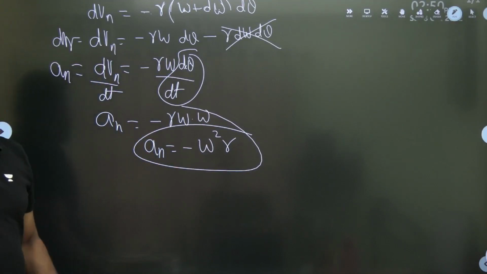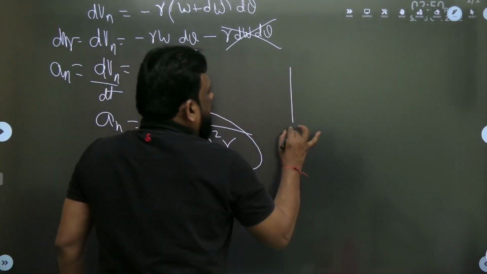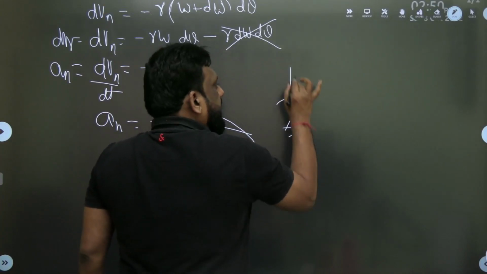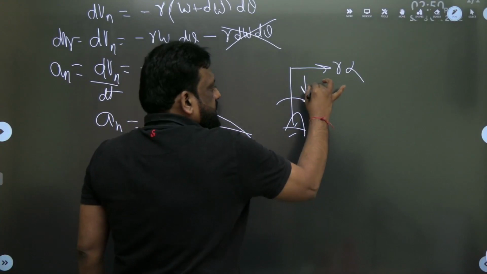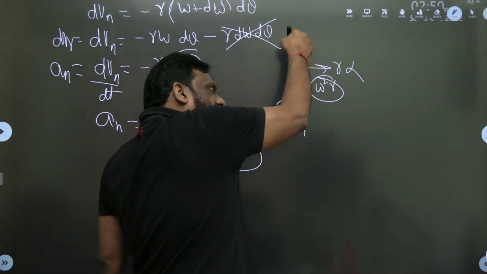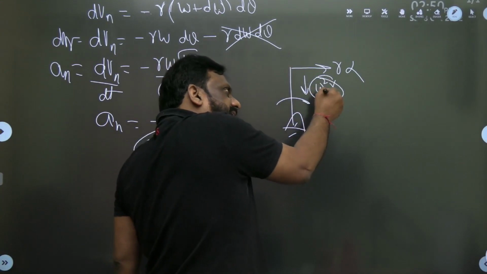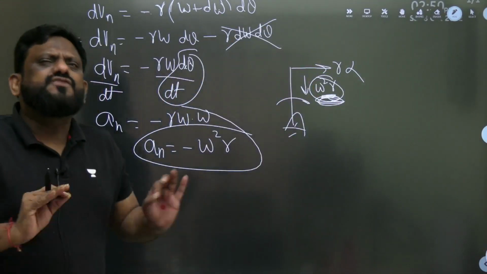It means whenever a member is rotating, there is a tangential acceleration of r alpha, and there is a normal acceleration of omega square r, and this normal acceleration is always directed towards the center, which we call centripetal acceleration or normal acceleration or radial acceleration, omega square r. This is for pure rotation.